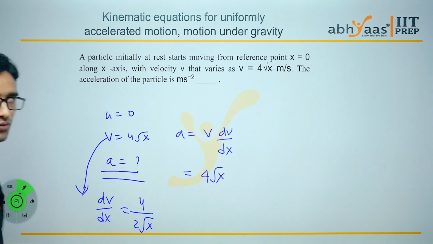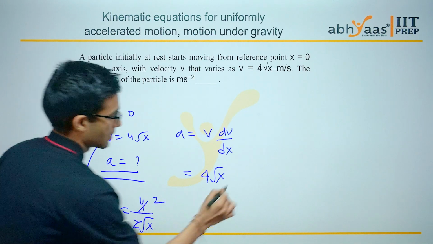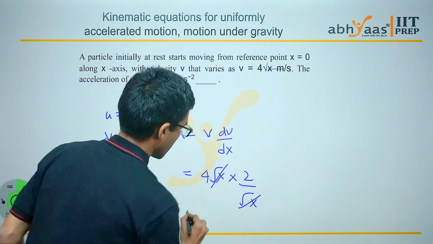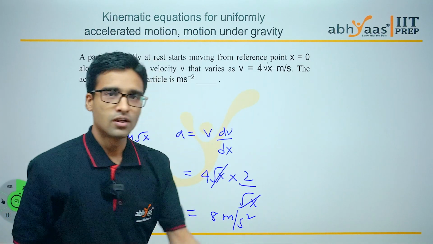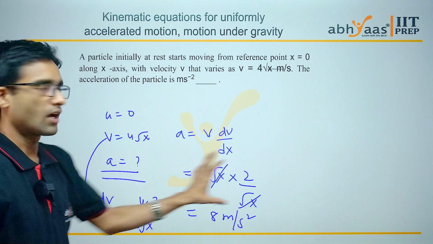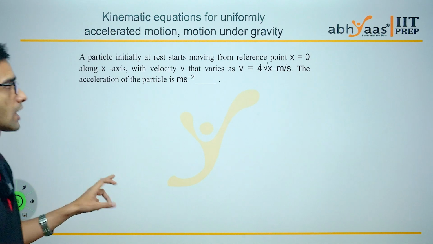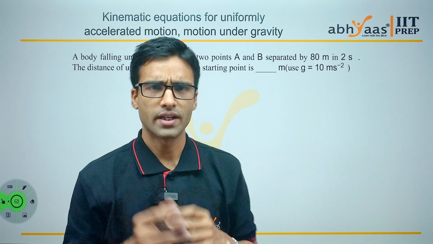For the root x, if you do differentiation, it will be 2 root x. The 2 gets cancelled into 2 by root x. Root x cancelled, that is 8 meter per second. So in hardly 2 lines you are getting the answer. So this is the given data, hardly 2 lines you are getting the answer. So this is a numerical type of question. So you can observe, simply you are getting the answer.